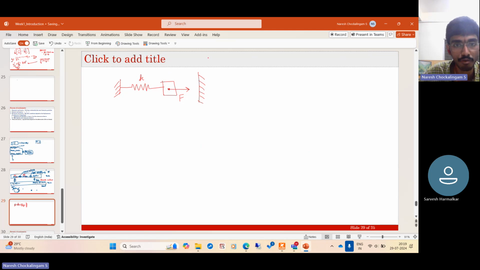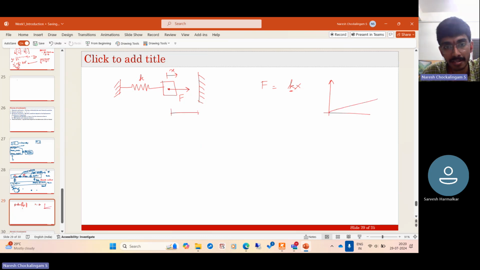If this wall is not there, you have F equal to Kx, where x is the displacement. And if it's a linear spring, if K is a constant, you get a linear relationship like this. But you have a wall here. So let us call this distance some finite delta. If x is less than delta, there is no problem. The boundary condition is F is equal to Kx.